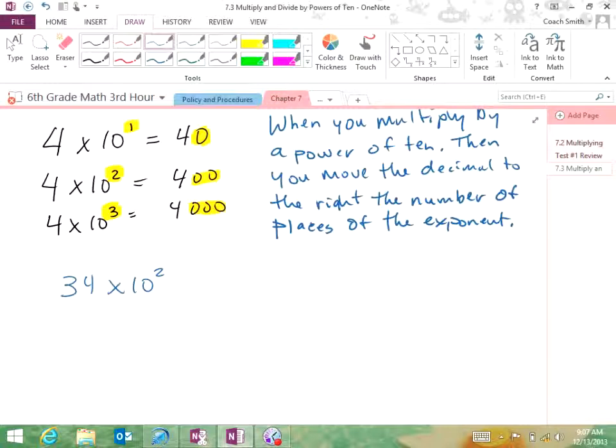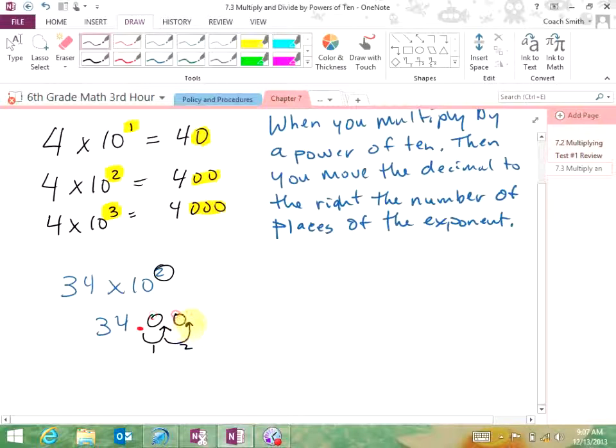All right, now, in this one, if we take 34, the decimal in 34 would be right there. We would simply take and move that decimal 2 places, because of that 2, to the right. And I would add in zeros, thus giving me 3,400. Now, I know what you're going to say, well, we just added 2 zeros to 34.